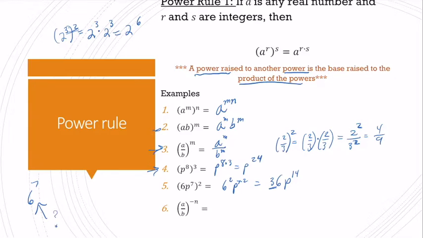Next, I have a over b to the negative n, so I'm going to get a to the negative n over b to the negative n. And when we have negative exponents in the numerator and the denominator, we know the denominator has to go to the numerator, and the numerator has to go to the denominator. So that would be our final answer.